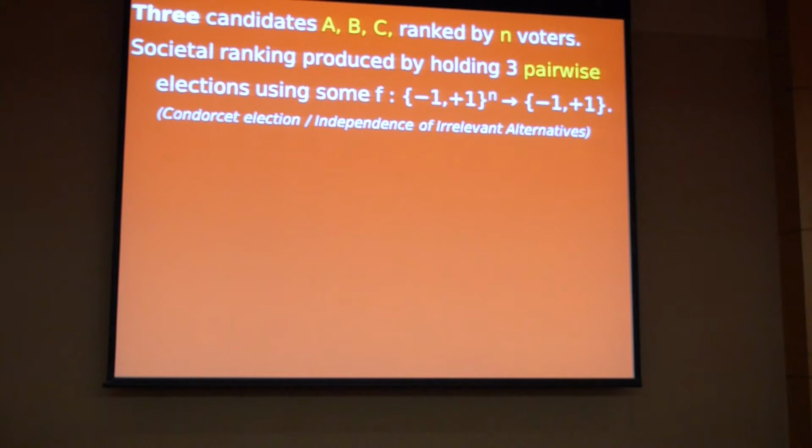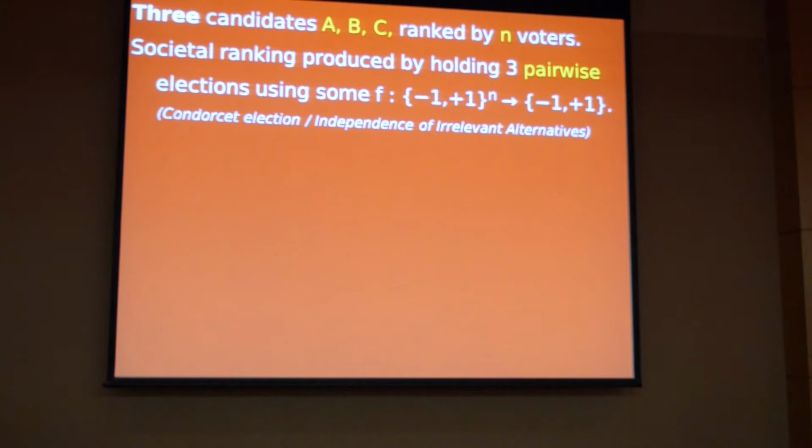Now, when there's 3 candidates, it's not quite so obvious what you should do. One suggestion made by Nicolas de Condorcet in the 1780s was to just reduce to the case of 2 candidate elections. Just hold an A versus B, a B versus C, and a C versus A election. And you can use majority or any Boolean function to hold each of these elections. This scheme subsequently became known as independence of irrelevant alternatives. So it's a good idea.